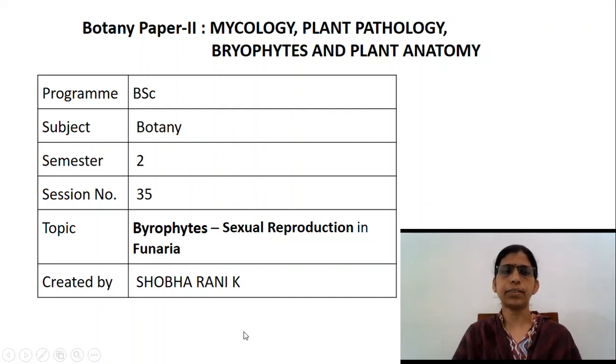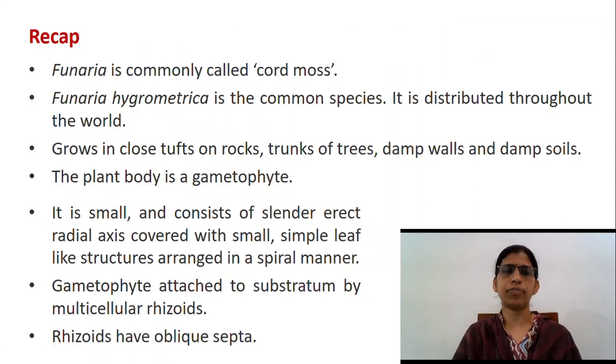Before understanding the sexual reproduction in Funaria, let us have a recap of the previous session. Funaria is called cord moss. Funaria hygrometrica is the common species. It is distributed throughout the world. It grows in close tufts on rocks, trunks of trees, damp walls, and damp soils. They help in the process of soil formation, that is pedogenesis.